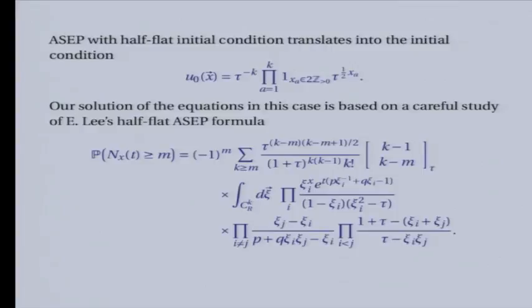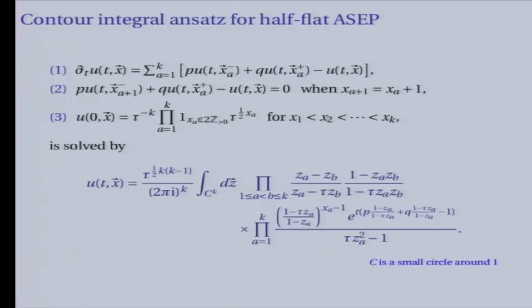I won't get into this formula, but this is a formula that Lee had got for the probability distribution. It's not what we're looking for, but it has things one can use to get some inspiration. So these are the equations again, and this is the solution. I want to take a couple of minutes just to show you how this works, because we think it's remarkable that it works. There's something miraculous that happens, and the point is that it doesn't seem to happen for other models. So there's something about ASEP which makes this possible.